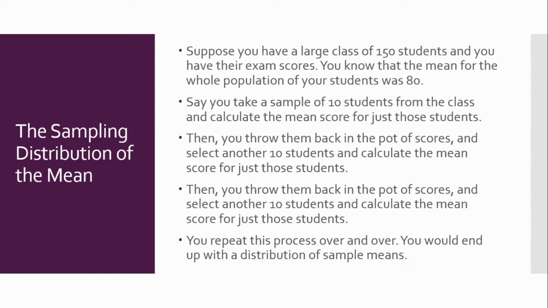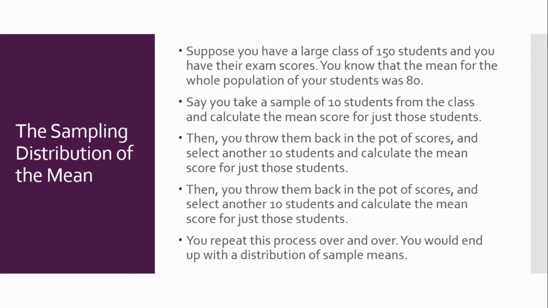Okay, so in order to understand how we can get a z-score for a sample mean and not just an individual score, you have to understand the sampling distribution of the mean. So I'm going to explain that now.